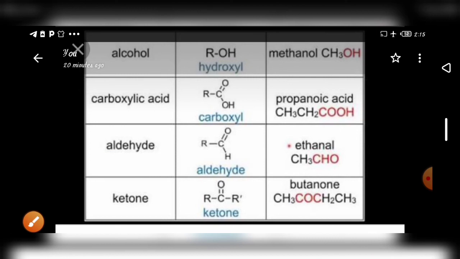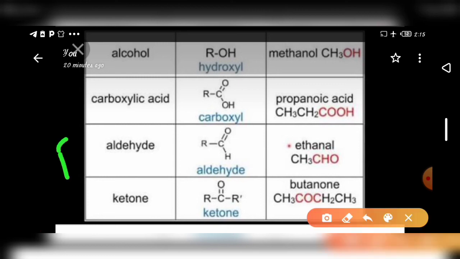Okay. Next, aldehyde. That is R double bond O H, which is written as R CHO. This can be written like this. Ethanal: so in an alkane, instead of the E you put Al. How many carbons are here? 2 carbons.